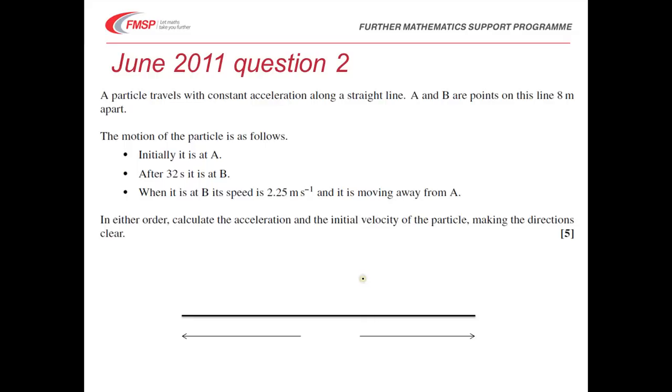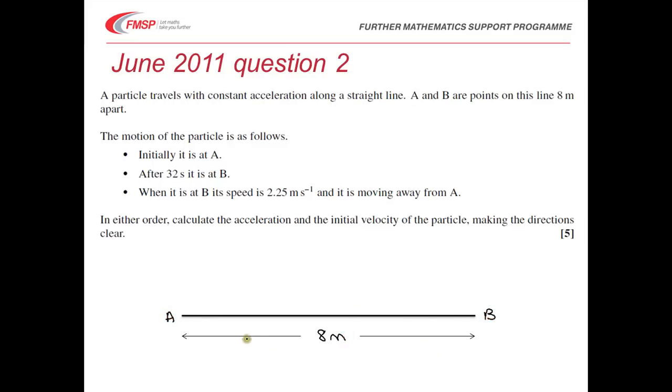We're told that a particle is travelling with constant acceleration on a straight line. A and B are points on this line which are 8 metres apart. So we've got a line down here at the bottom and that distance is 8 metres. This can be A and this can be B.